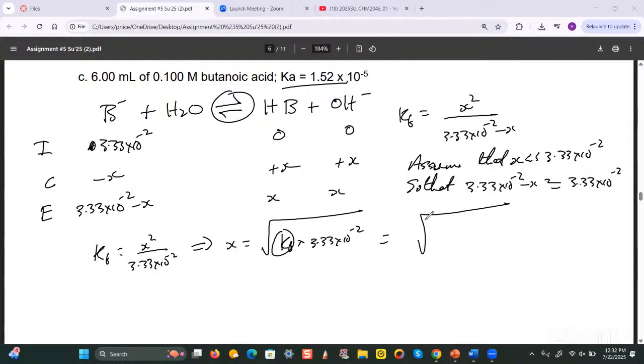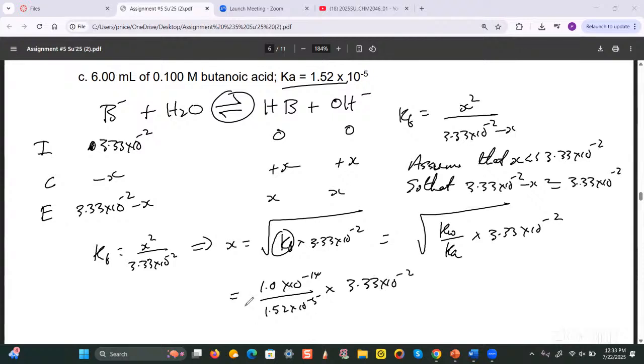KW divided by Ka, times 3.33 times 10 to the minus 2, right? And then we put the numbers in. So KW is 1.0 times 10 to the minus 14. Ka is given as 1.52 times 10 to the minus 5, multiplied by 3.33 times 10 to the minus 2, and we find the square root of all of this.